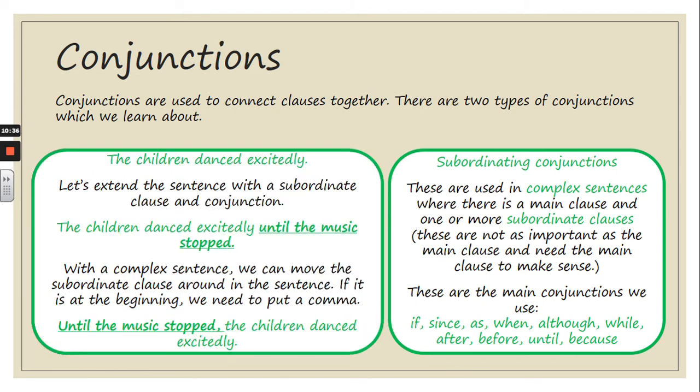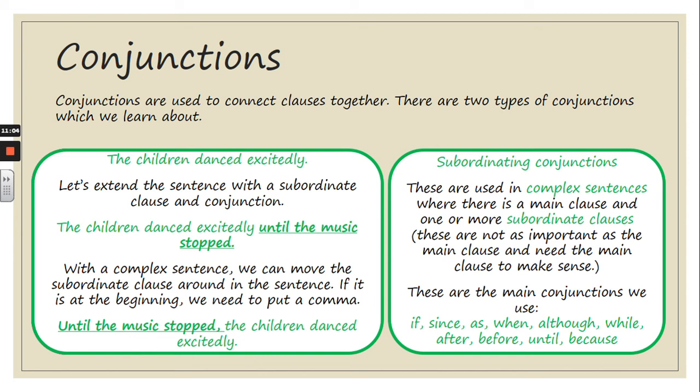So, the children danced excitedly. So that would be my main clause. It would be a simple sentence on its own. But if we extend that with a subordinate clause and a conjunction, it can become the children danced excitedly until the music stopped. So if I took until the music stopped out of that sentence, it wouldn't make sense on its own because you don't know what happens until the music stops. So the main clause explains that and completes the sentence.